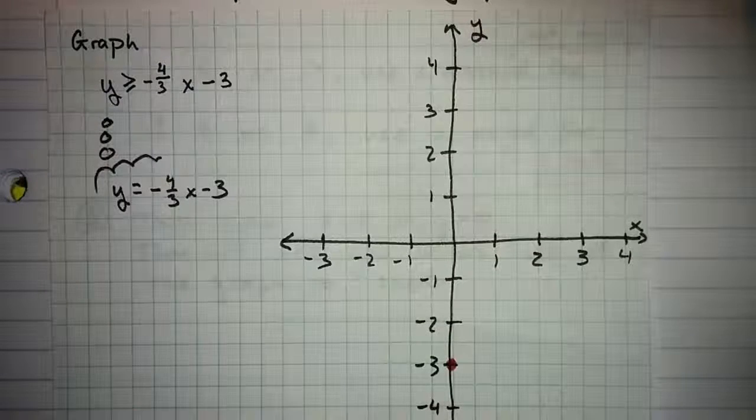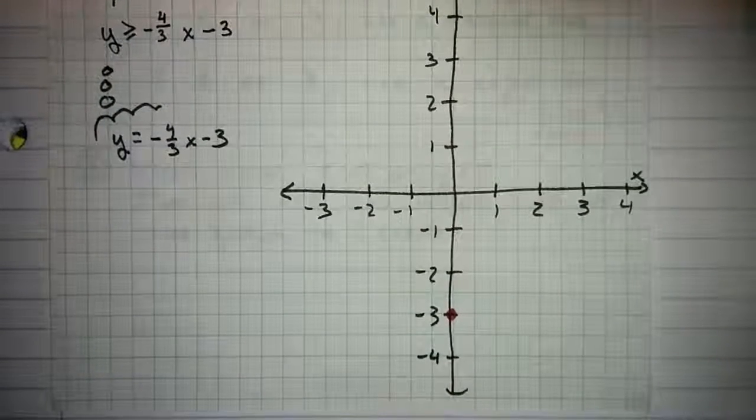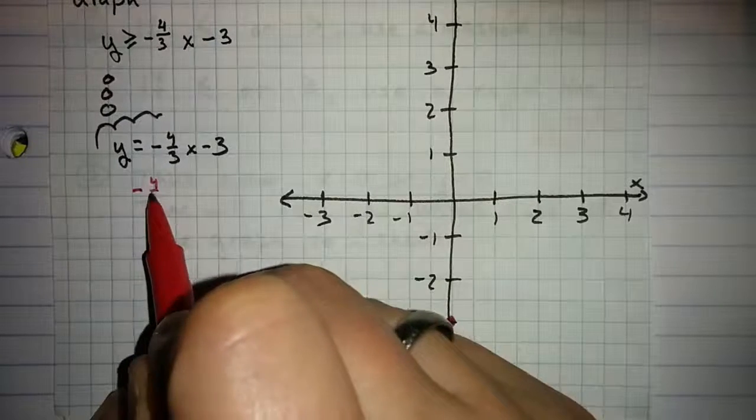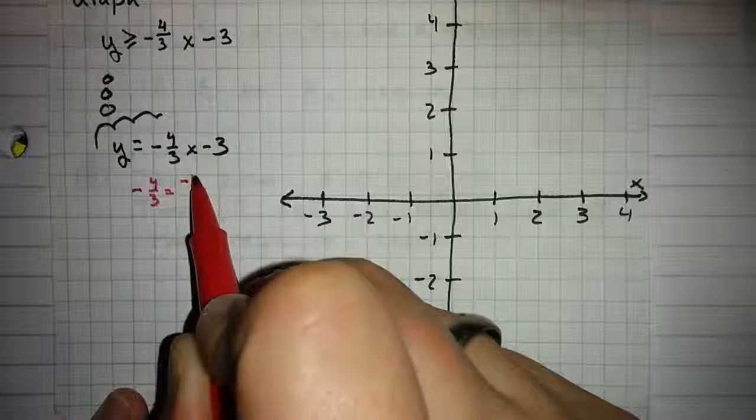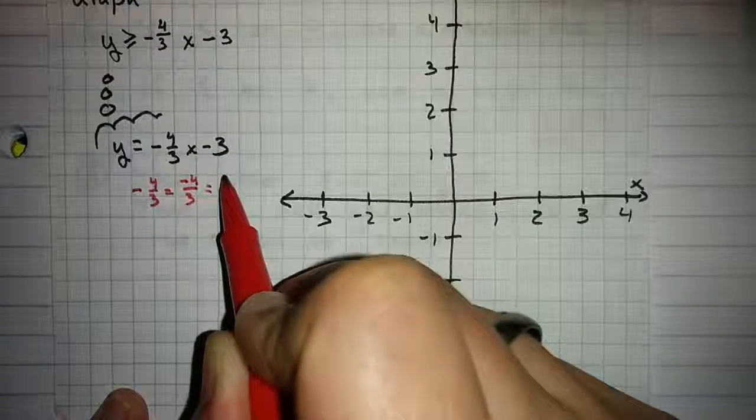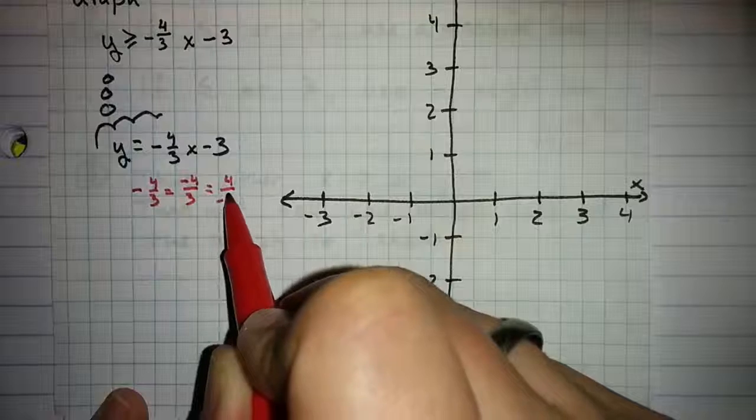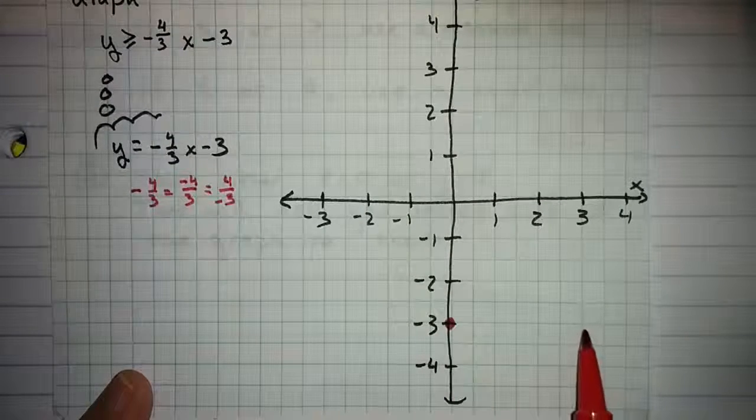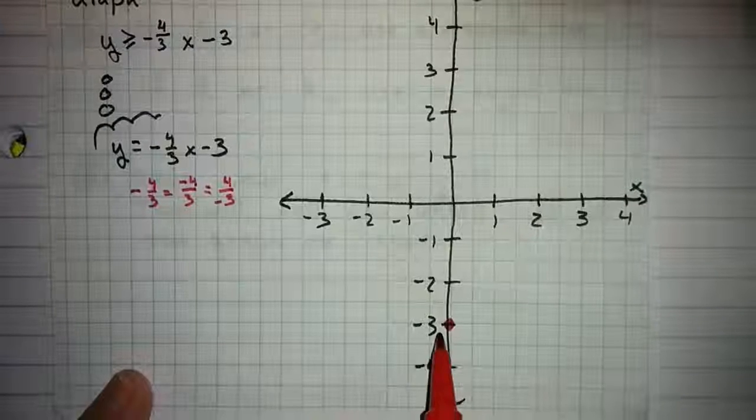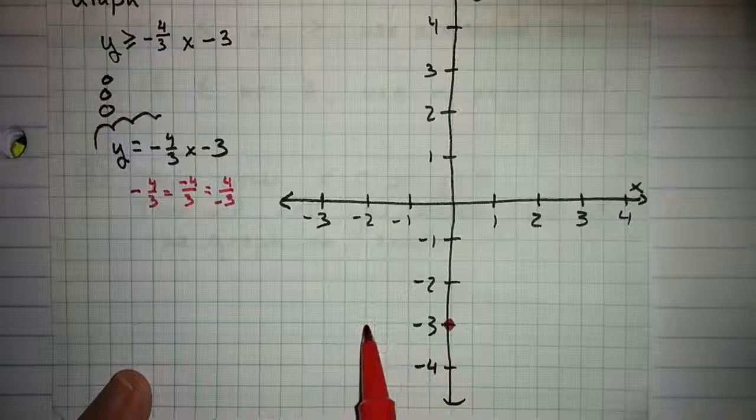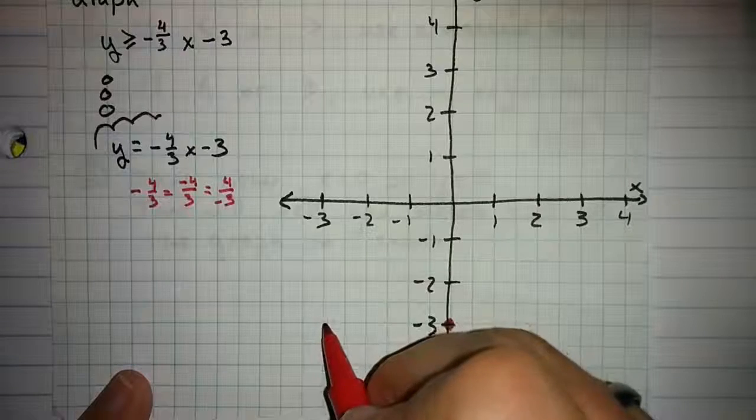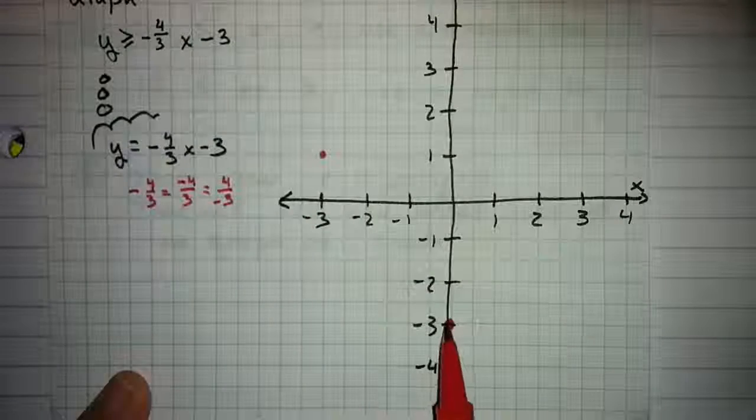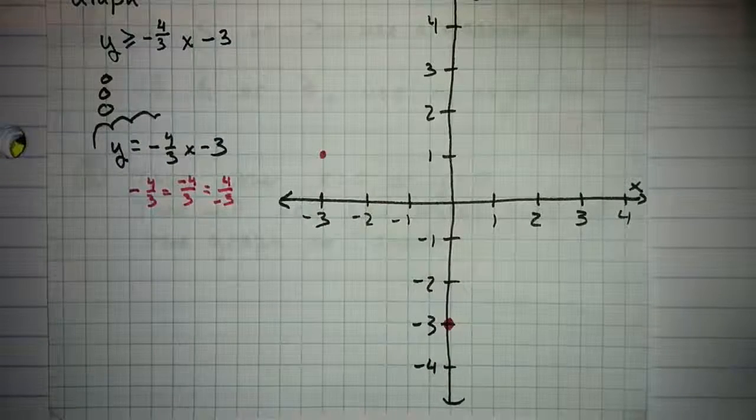So that means when I go 1, 2, 3 to the right, I want to go 4 down, but that's going to take me below the bottom of my page, right? But I can think of -4/3 as 4 over -3. So instead of going right 3 and down 4, I can go left 1, 2, 3, and up 4, 1, 2, 3, 4. All right, there are my 2 points.